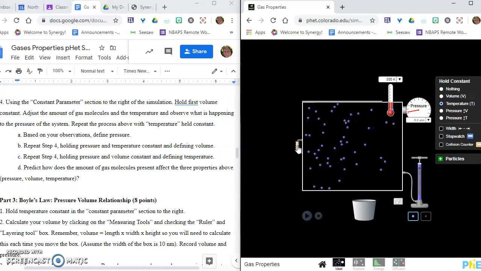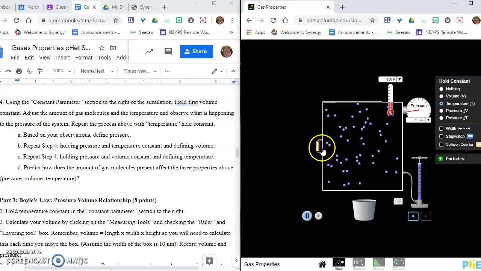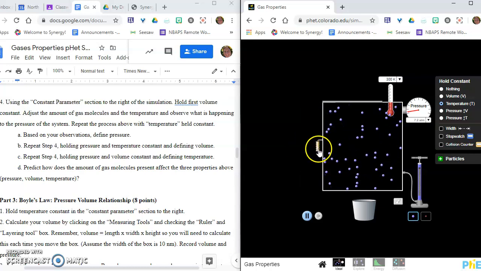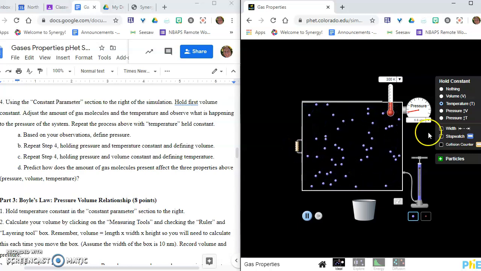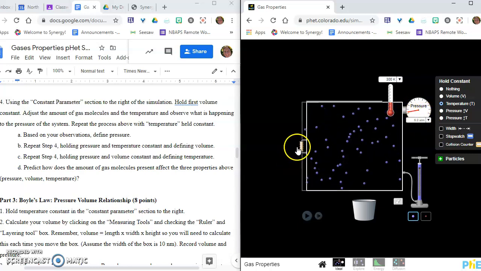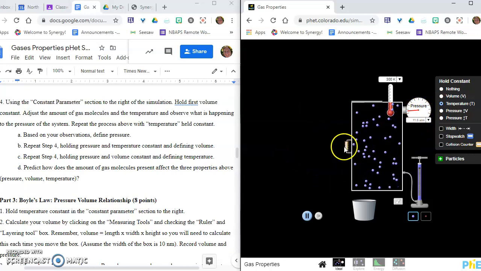Okay, so to do that, I get to move this little box. When I change the volume, if I make the volume larger, my pressure goes down. If I make my volume smaller, the pressure goes up.